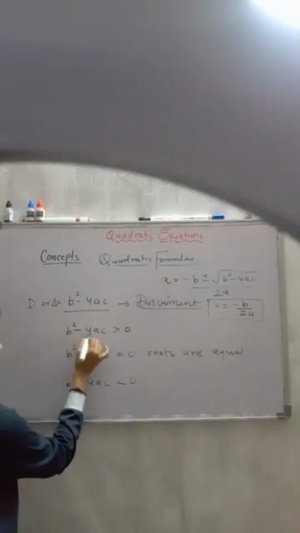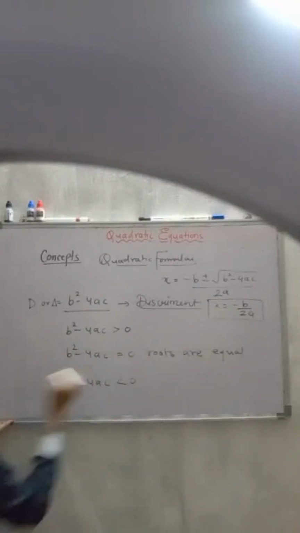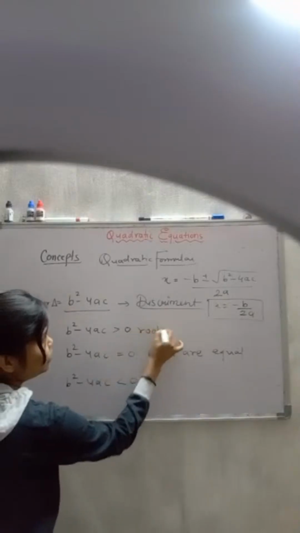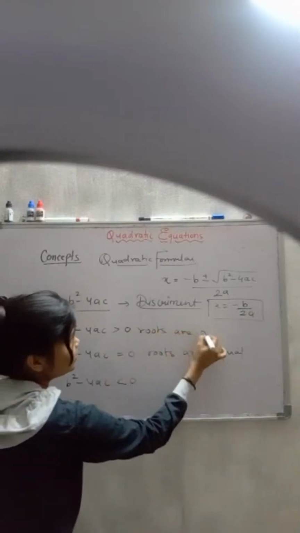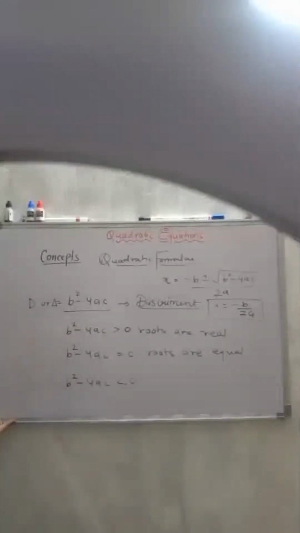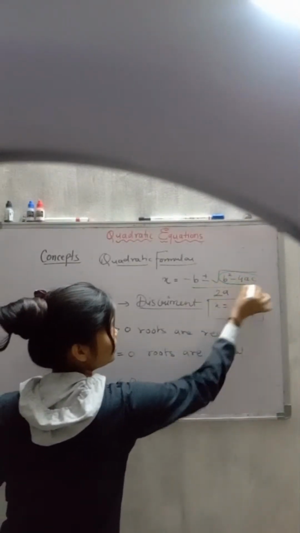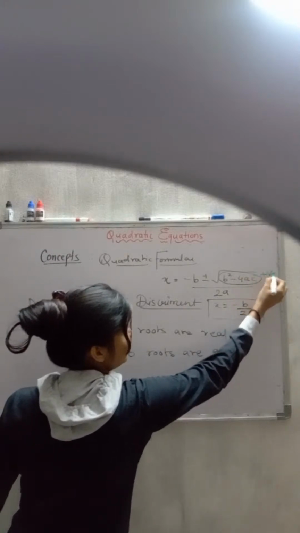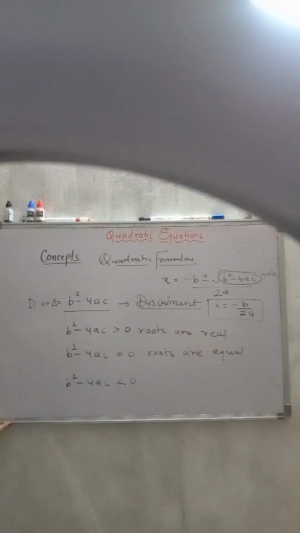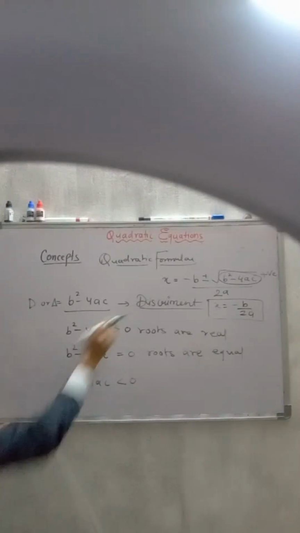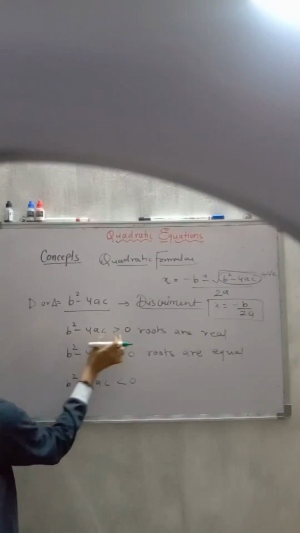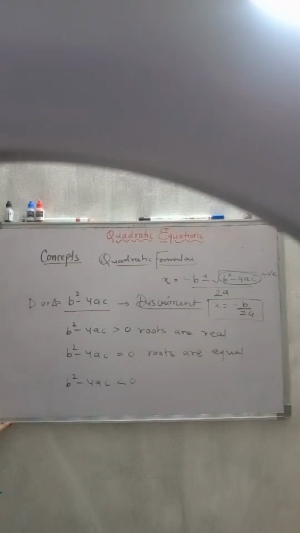If b square minus 4ac is greater than 0, then roots are real. Real means we will get any positive number here. Since the value of this will be positive, we will get some positive roots. Therefore, if b square minus 4ac is greater than 0, then roots are real.